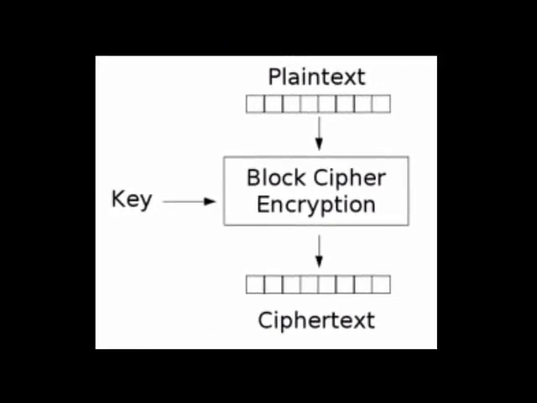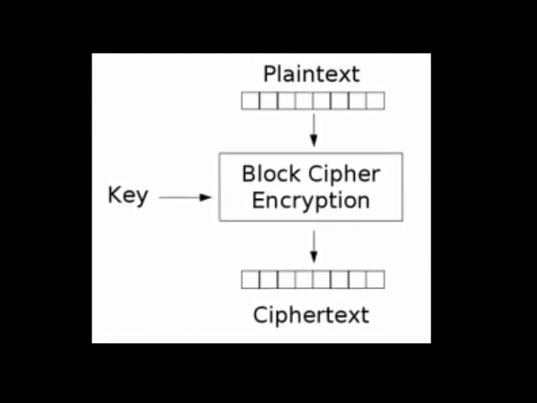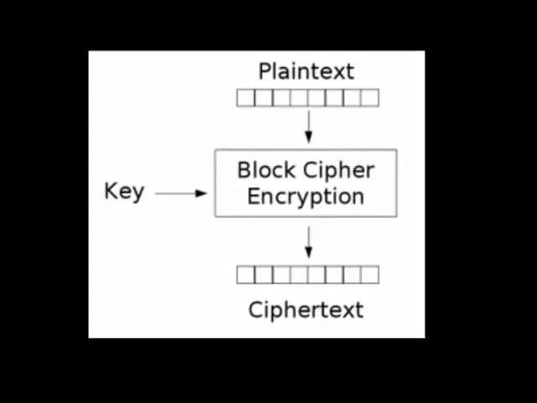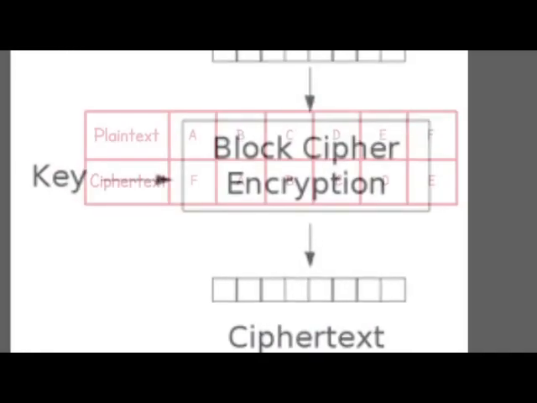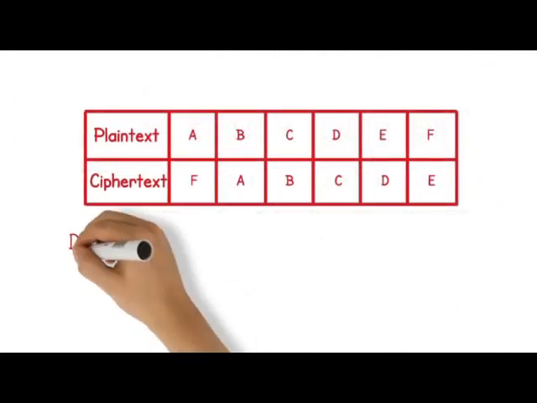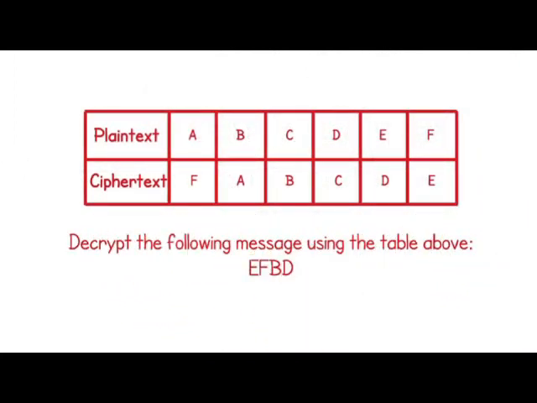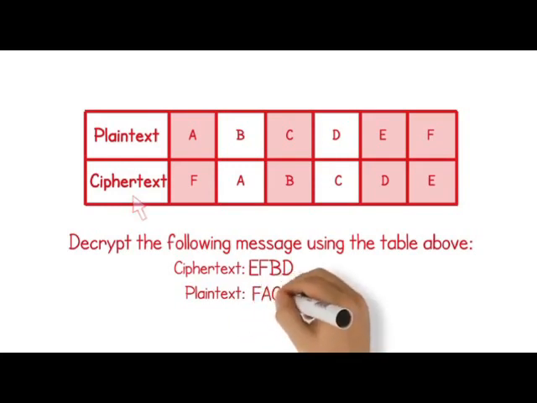Now our next topic is block cipher. Block cipher is a little bit different. We can convert plain text using some keys into ciphertext. Then it will protect and hide our information. To understand what block cipher is, let's see a table. I mention here plain text and ciphertext. Let's decrypt the following message where the ciphertext is EFBD. Its plain text we can form with the help of this. It's FACE. We can translate it.